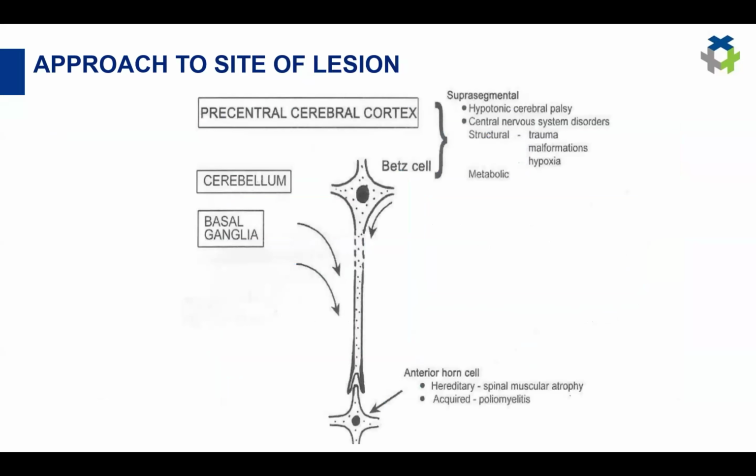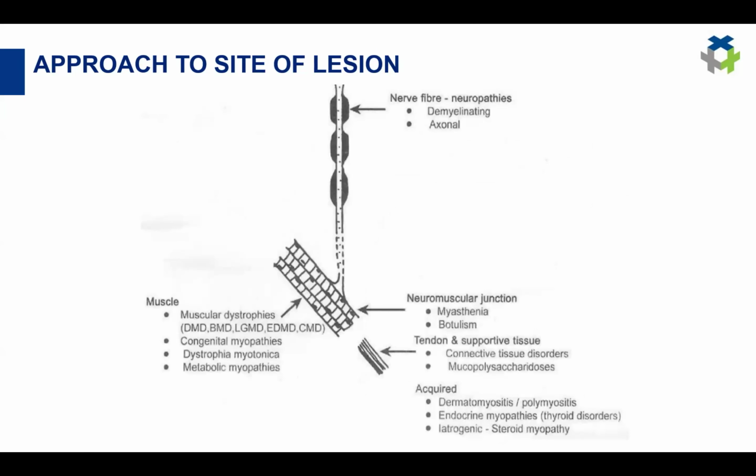So based on the approach to the site of the lesion, there are various causes for a floppy infant. When we suspect a disorder in the cerebral cortex, it can be due to hypotonic CP, or CNS structural disorders due to trauma, cerebral malformations, or birth asphyxia. It can also be due to metabolic problems. Then in case of anterior horn cell, hereditary causes include SMA and acquired causes include poliomyelitis.